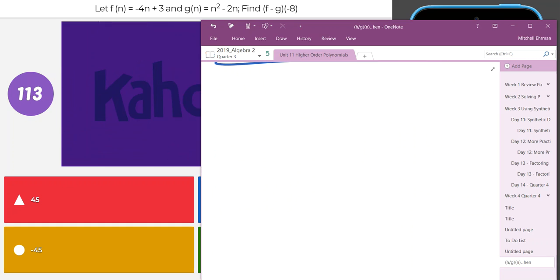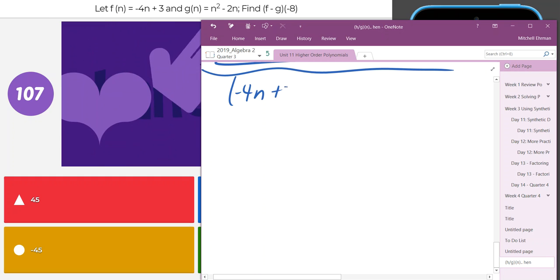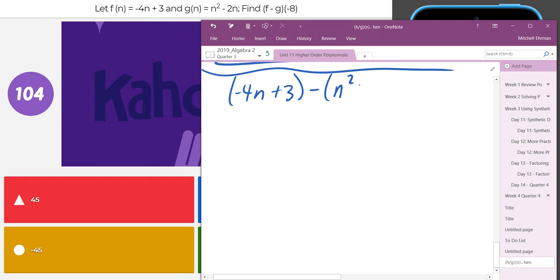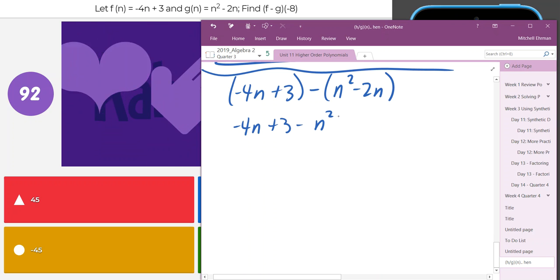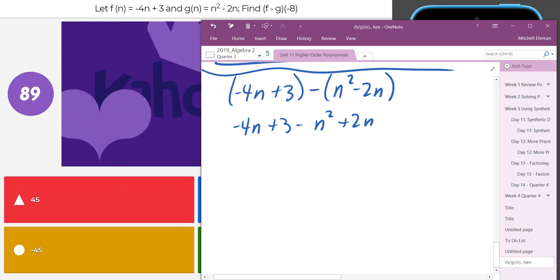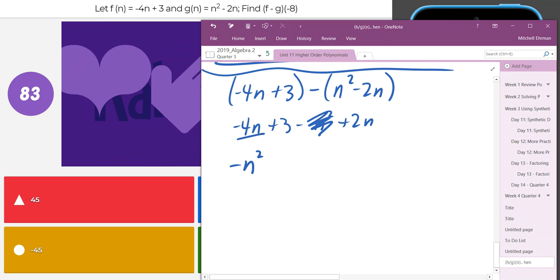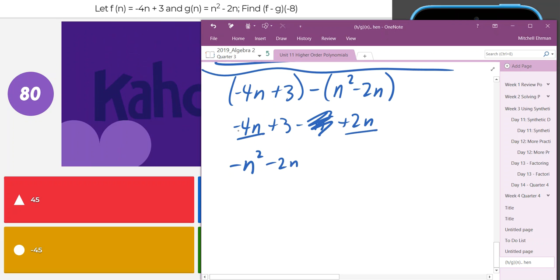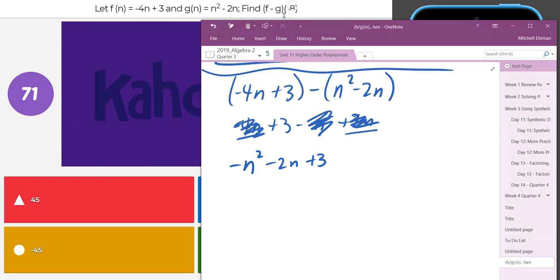Now, if we're subtracting f minus g, then I need negative 4n plus 3 to subtract n squared minus 2n. So I'm going to start there without the numbers first. And we'll clear the parentheses. So negative 4n plus 3 minus n squared plus 2n. Combine any like terms. Well, negative n squared has nothing to combine with, but negative 4n plus 2n is negative 2n. Those two do combine together, plus 3. And that would be a good answer if this was asking us for the result in terms of n.